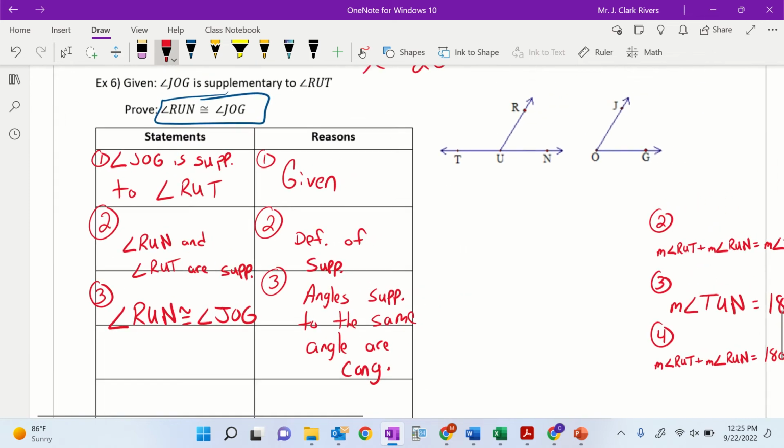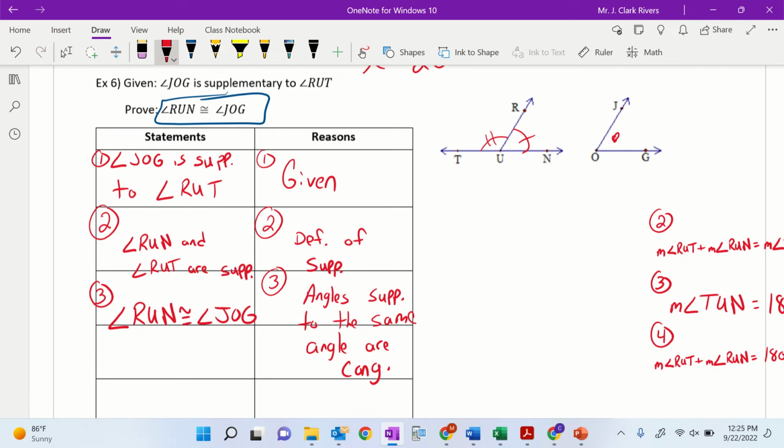So first off, angle JOG is supplementary to RUT. So JOG supplementary to RUT. That was given to us. That's this angle and this angle. They are supplementary to each other. Up next, I said angle RUN, which is right here, RUN, and RUT is right there. They are supplementary as well.